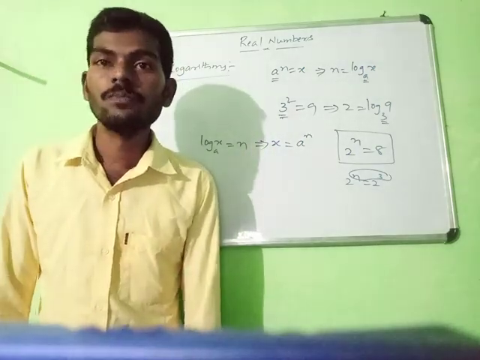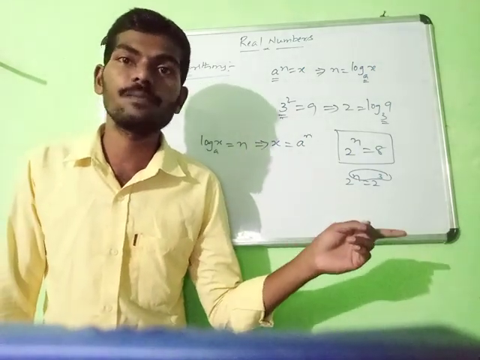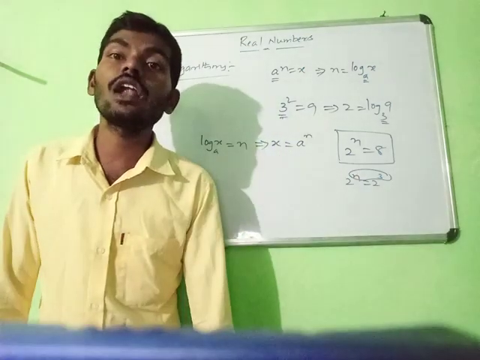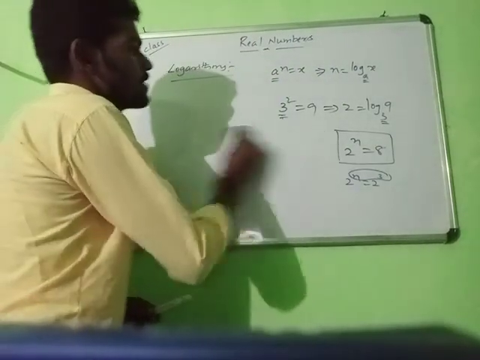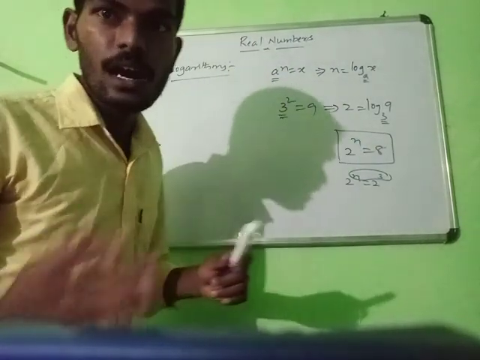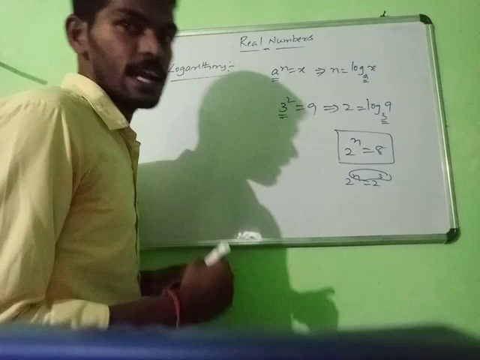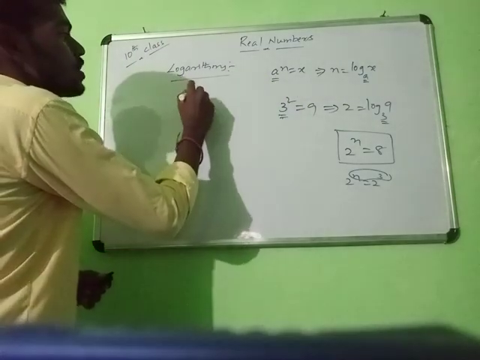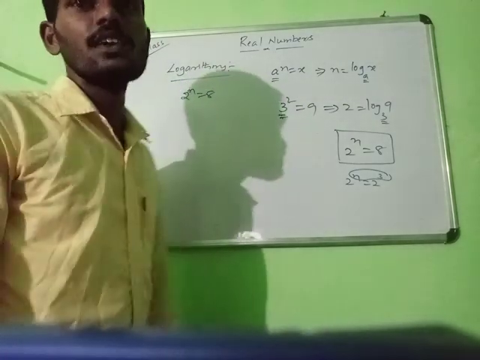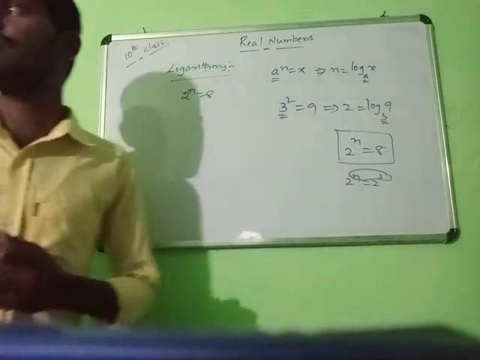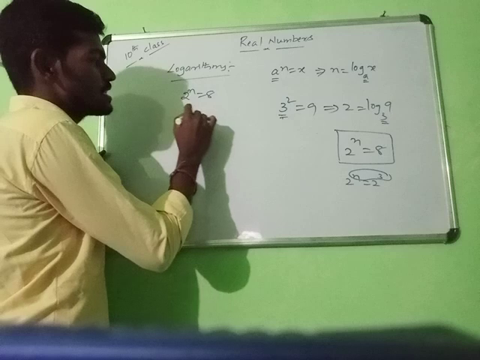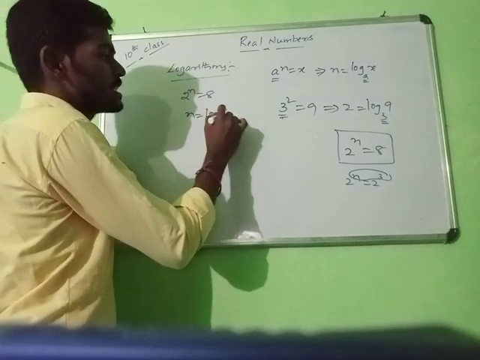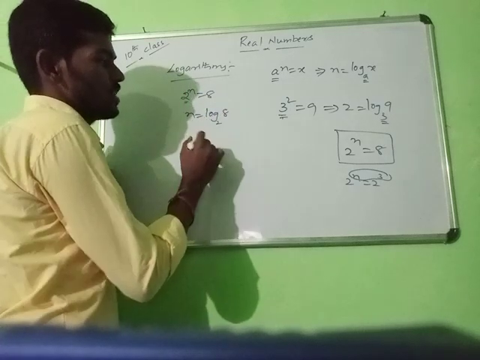But the question is, convert that into logarithmic form. So 2 power n equal to 8 is given. Convert it into logarithmic form and then find the value of n. Logarithmic form means n is equal to log 8, with base 2.